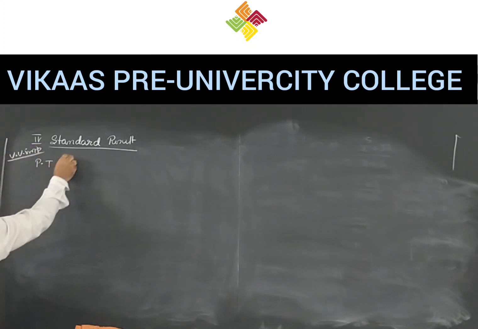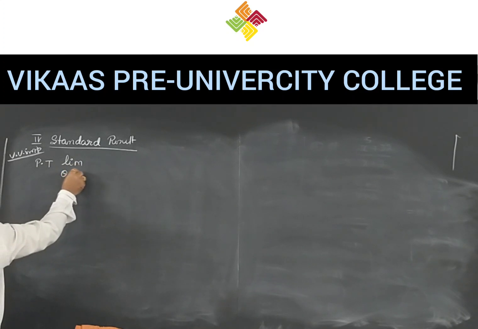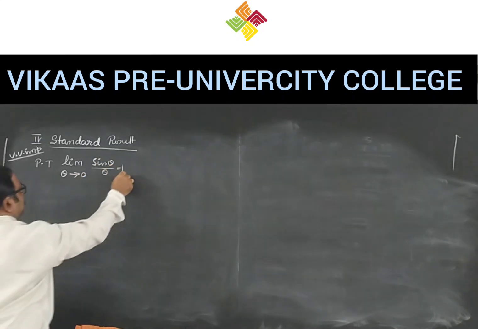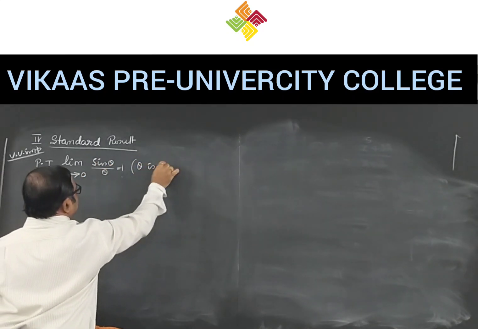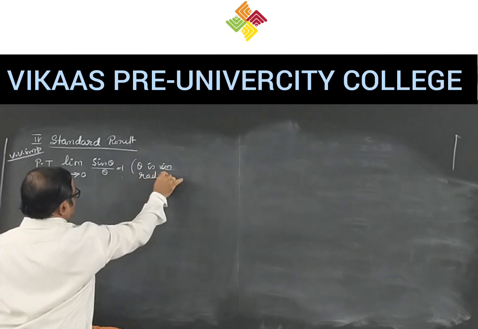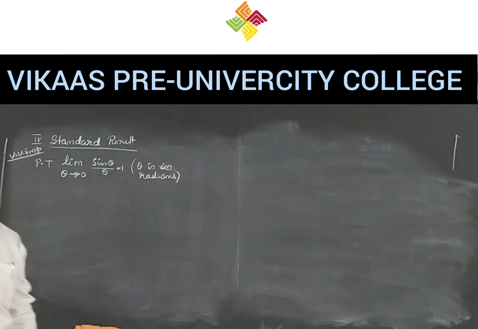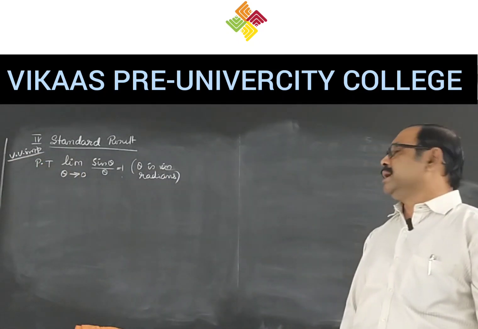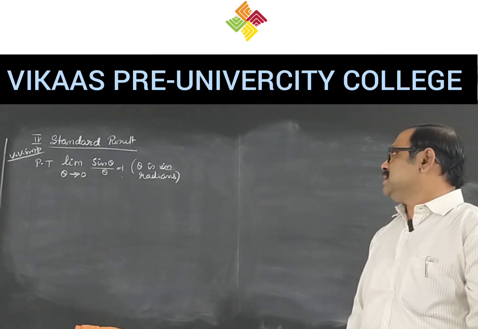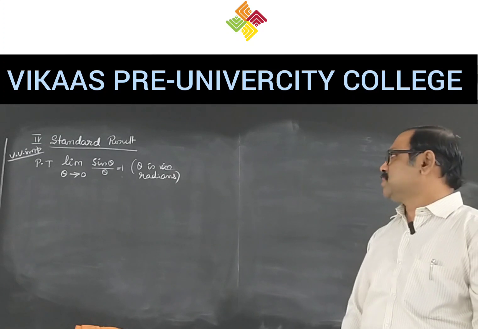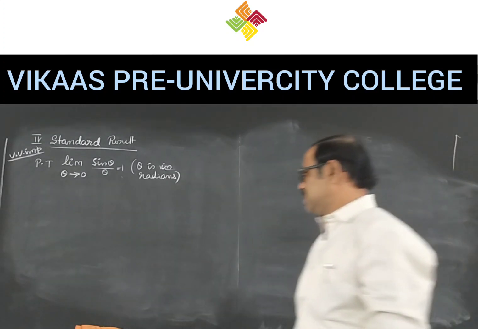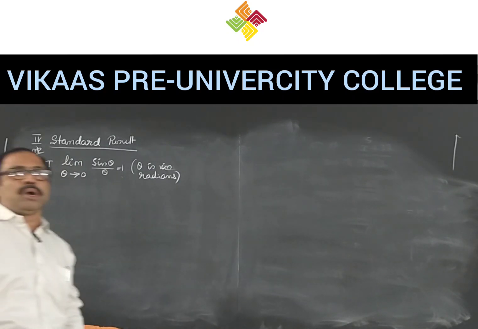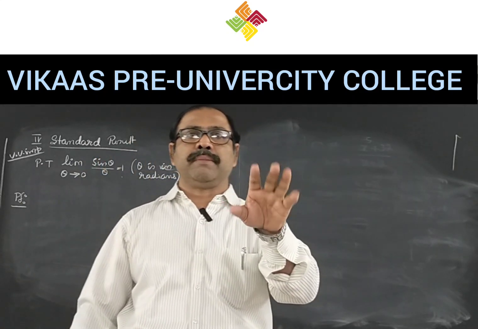Prove that limit theta tending to 0, sin theta by theta is 1. Theta is in radians. So this is also a standard result. That is, limit theta tending to 0, sin theta by theta is equal to 1. Okay? Let us prove this standard result. Very important. Even this proof is also very important, students. You are supposed to remember both.